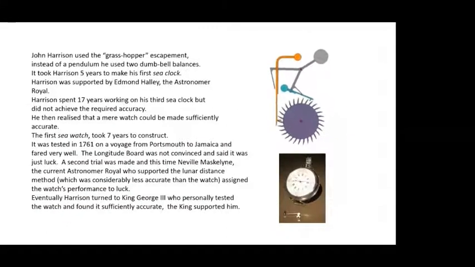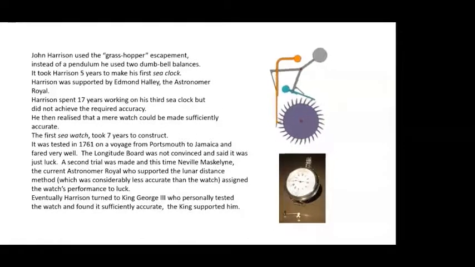Later on, in his chronometer, or his sea clock as he called it, he used a Grasshopper Escapement instead of a pendulum. Now, ladies and gentlemen, a pendulum is a good way of measuring time when you're standing on solid ground. When you're on a ship that rolls and pitches, the pendulum just doesn't work. So we used a balance called a dumbbell, a Grasshopper Escapement, which you can see on the right, with two dumbbell balances.